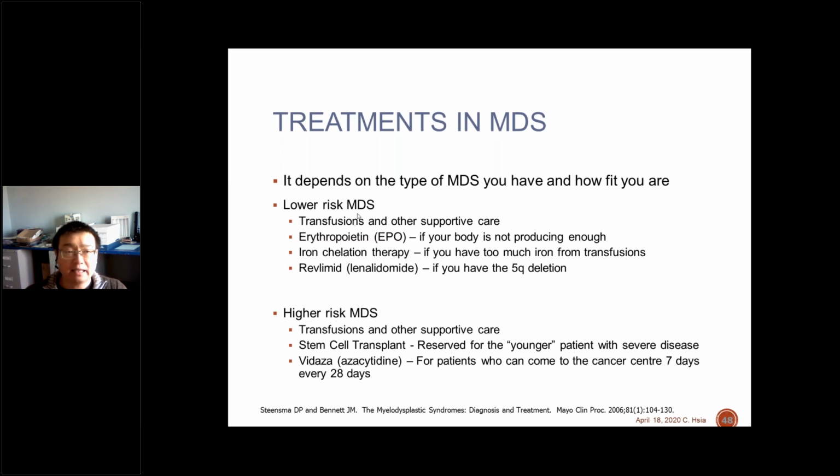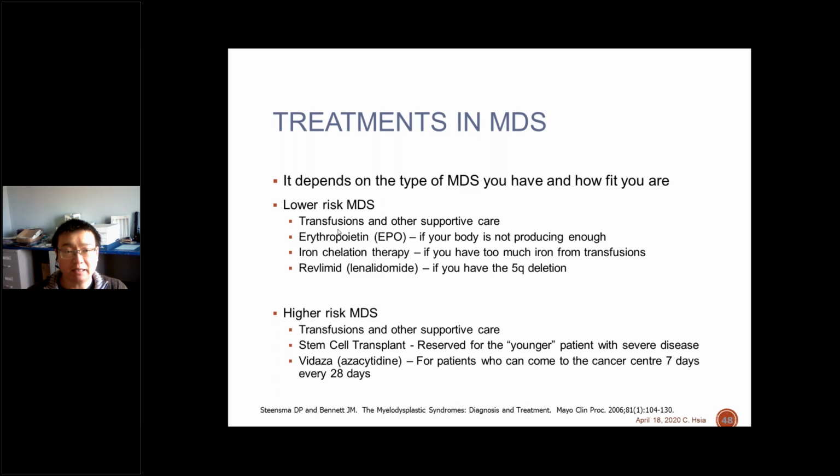If you are classified as having a lower risk MDS, and there are these scoring systems that your physicians might use with you, you can have transfusions and or other supportive care, which includes antibiotics. But you can also take a medication called erythropoietin, or EPO for short. It's a hormone that our kidneys normally make to stimulate the bone marrow factory in making more red blood cells. So if your body is not producing enough of the hormone erythropoietin, or the bone marrow you think can still do better if you tell it to make more red blood cells, you can take a medication called erythropoietin.